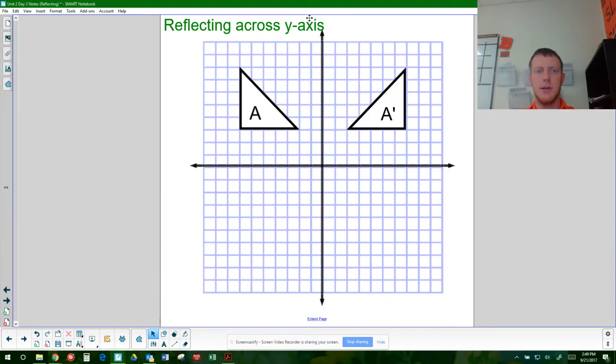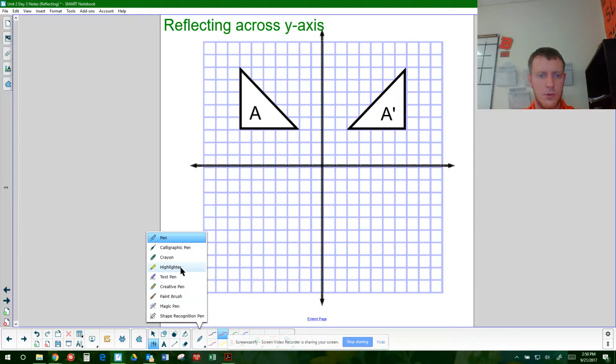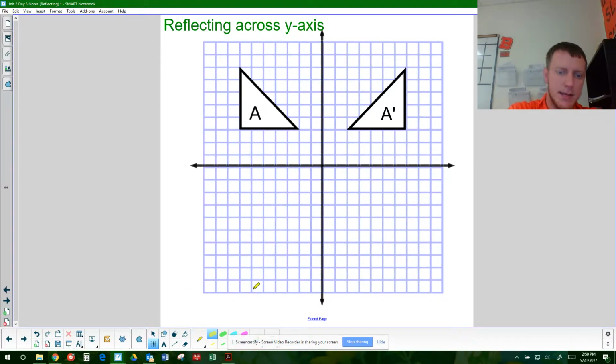So reflecting over an axis on a graph, super easy to do. All you have to do is count. That's it. Highlight the axis, so your highlighters will be beneficial here. Highlight the axis that you are reflecting over. This one. Oops.